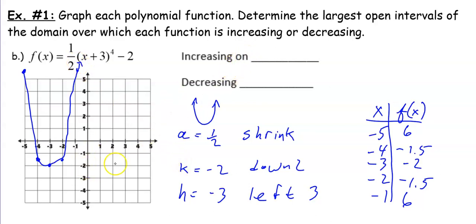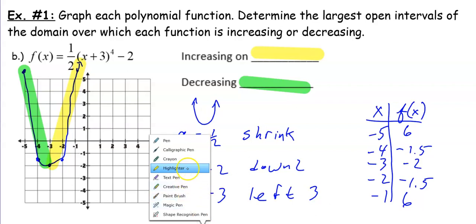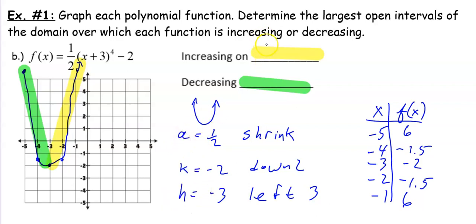So where is this increasing? We are increasing over those x values, and we're going to be decreasing or going down on those x values. What x values are we increasing from? Well, the vertex is at -3, and then it can go on forever. And then decreasing starts at -infinity, because that's way to the left, and it ends at -3.